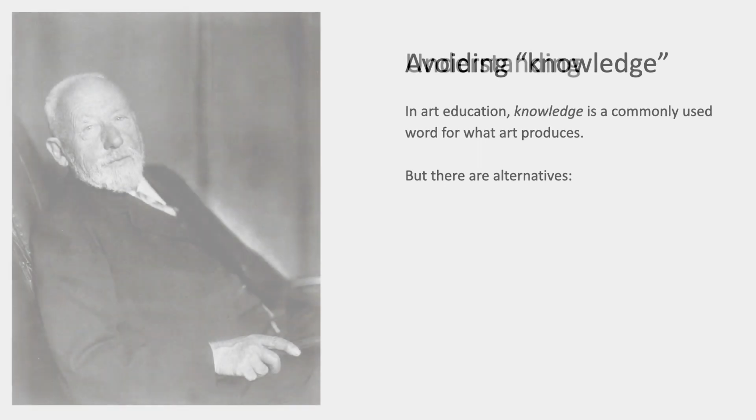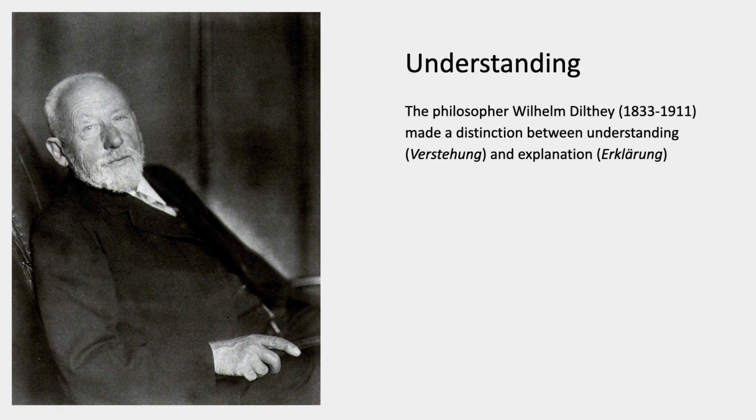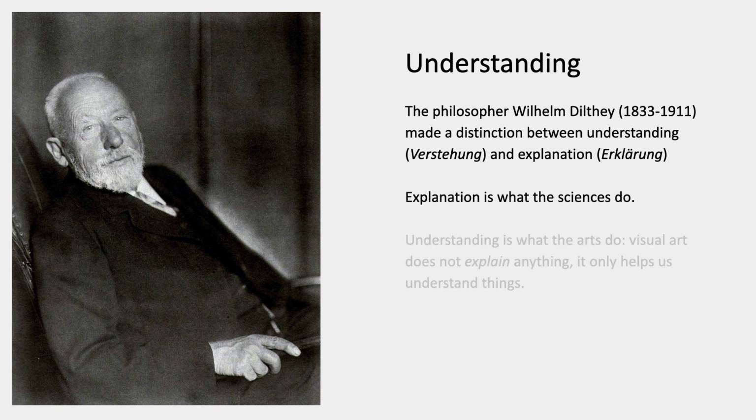But here are some alternatives that were, in some cases, widely discussed before modernism and before these advanced degrees. First is understanding. The German philosopher Wilhelm Dilthey made a distinction between understanding and explanation. His idea was that explanation is what the sciences do, and understanding is what the arts and humanities do.